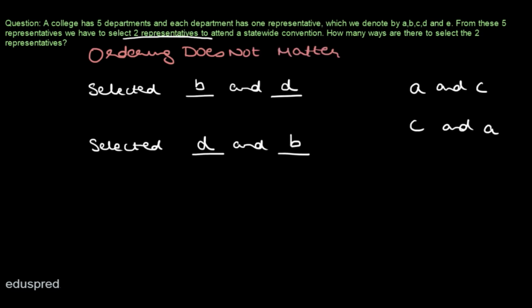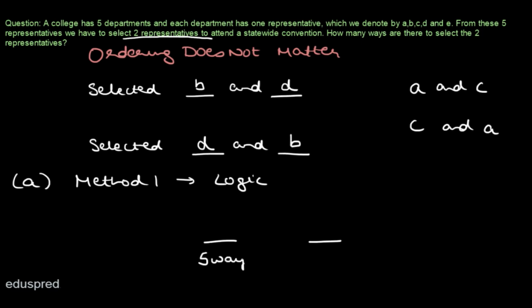Now let's proceed with our first method, which is based on pure logic. So method number 1, logic. Now see, we have to select 2 representatives out of 5 representatives. So let us make 2 slots here. In how many ways can we fill the first slot? Well, because any representative out of these 5 can take this place, that means this slot can be filled in 5 ways.